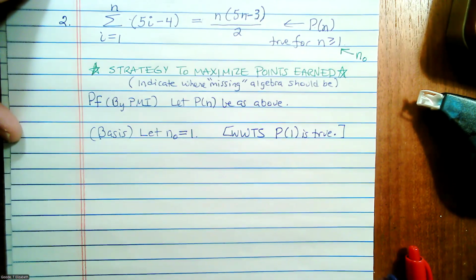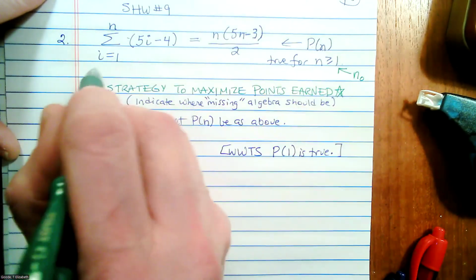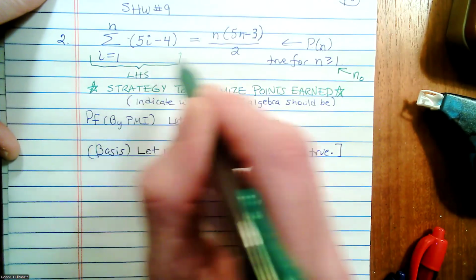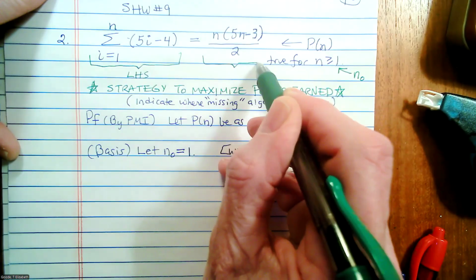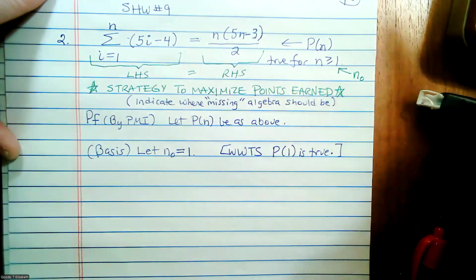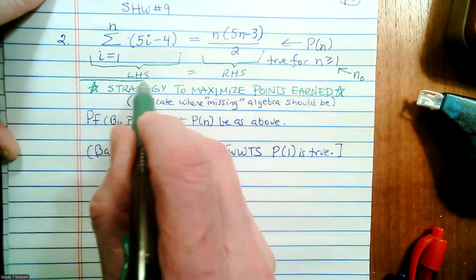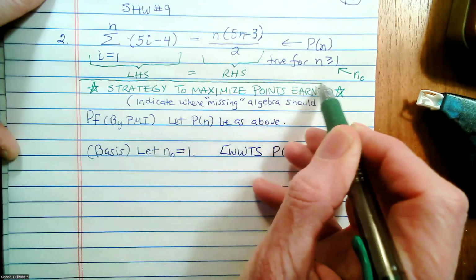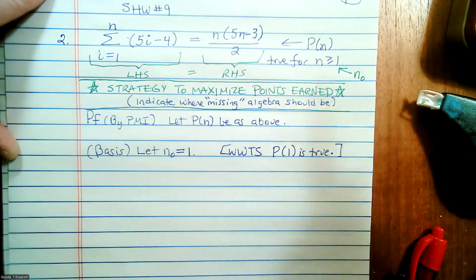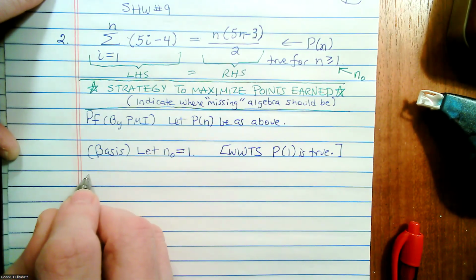Now, it always helps if it is a formula type situation. It always helps to know that there's a left-hand side of an equation and there's a right-hand side. It can help organize your thinking, okay? So let's look at the left-hand side of P of 1.